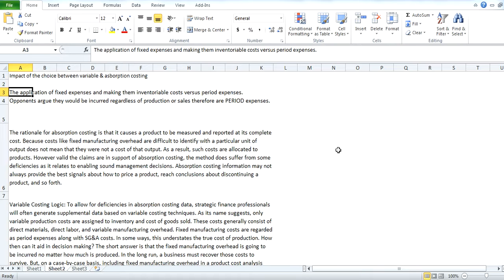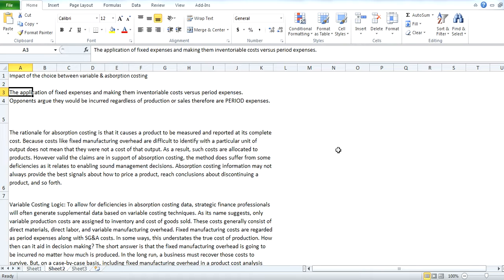However valid the claims are in support of absorption costing, the method does suffer from some deficiencies as it relates to enabling sound management decisions. Absorption costing information may not always provide the best signals about how to price a product, reach conclusions about discontinuing a product, and so forth.